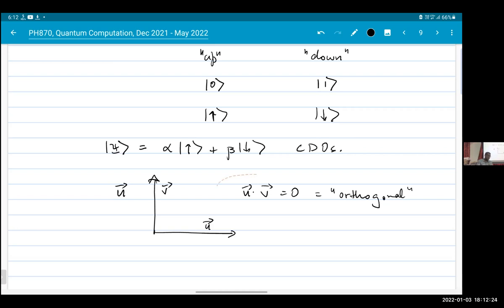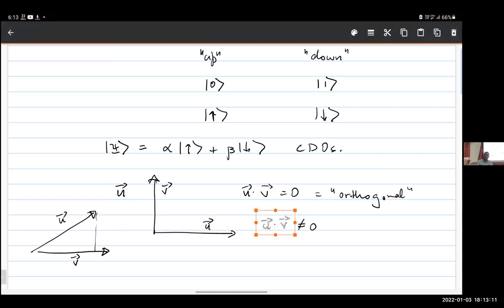And this is also very clear in a physical sense, because if you write this in terms of some components in some basis, u will have only certain non-zero components and v will have only other non-zero components for a different set of the basis vectors. On the other hand, if u dot v is not equal to zero, then I say that they have something in common. In that case, I can project u down to v, and this projection would be measured by u dot v. So they have something in common.